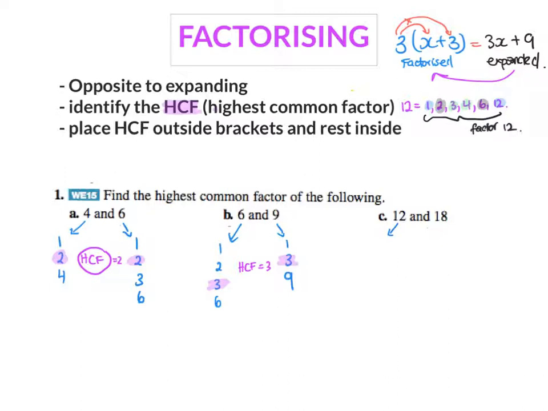Okay, now let's have a look at this last one. Factors of 12 are 1, 2, 3, 4, 6, and 12. Now factors of 18 are 1, 2, 3, 6, 9, and 18. If we look at which ones are common, we have 2, 3, and 6 common in both. Which is the largest common factor? That is 6. So the highest common factor for these two numbers is 6.